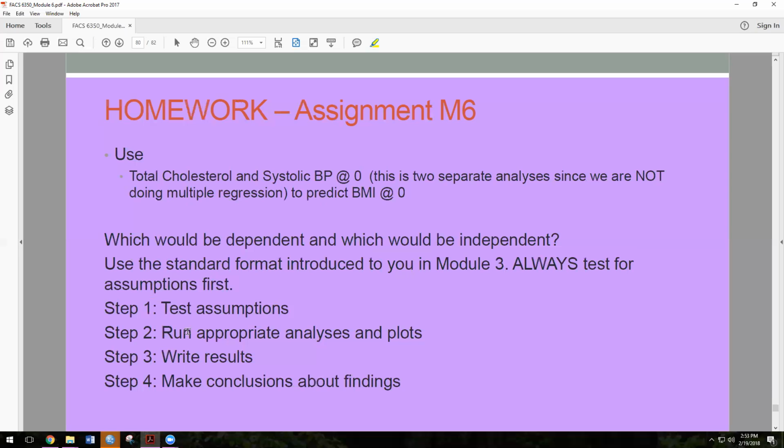And then your second research question: to what extent does systolic blood pressure at baseline predict BMI at baseline? You have to think about which one is going to be in your dependent box and which one is going to be in your independent box. So these are 2 different analyses that are both simple linear regressions.